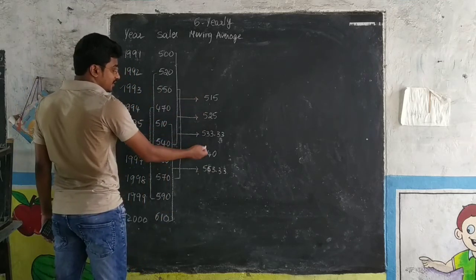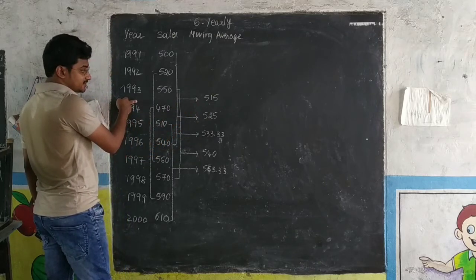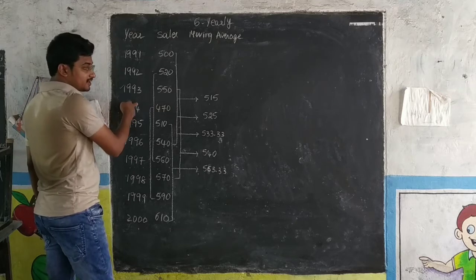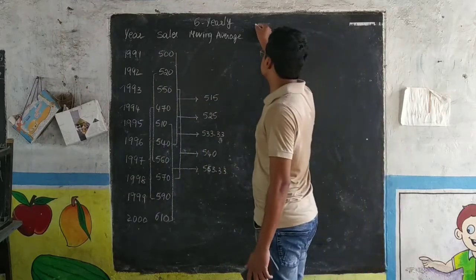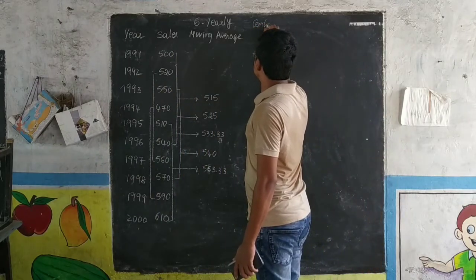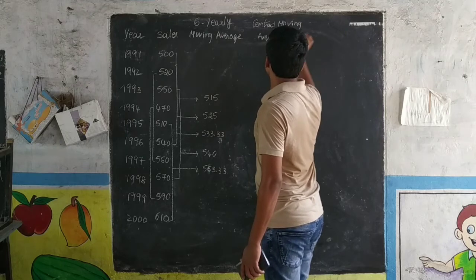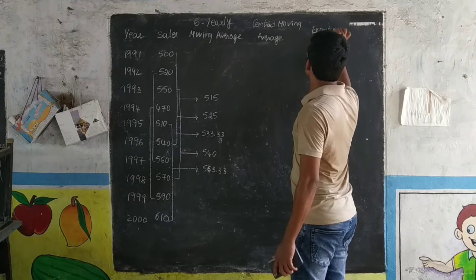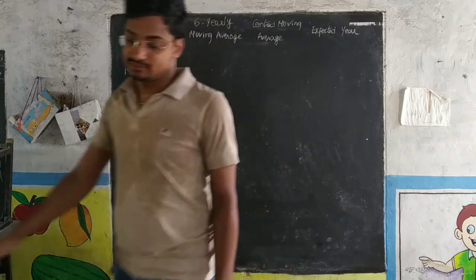These 6 yearly moving average values do not coincide with a particular year. In that case, we have to find an extra column, that is the centered moving average. Next, the last column, expected year. First note it down.